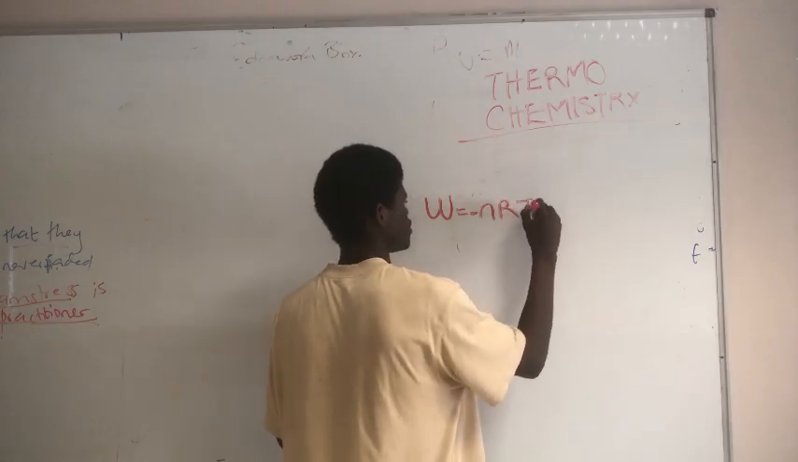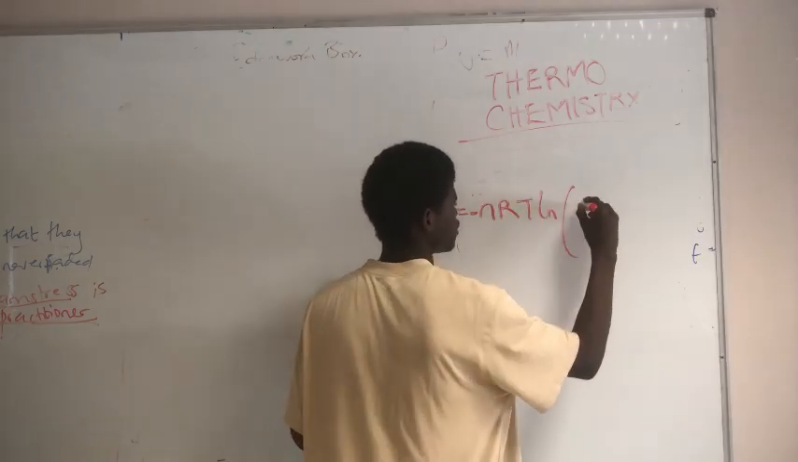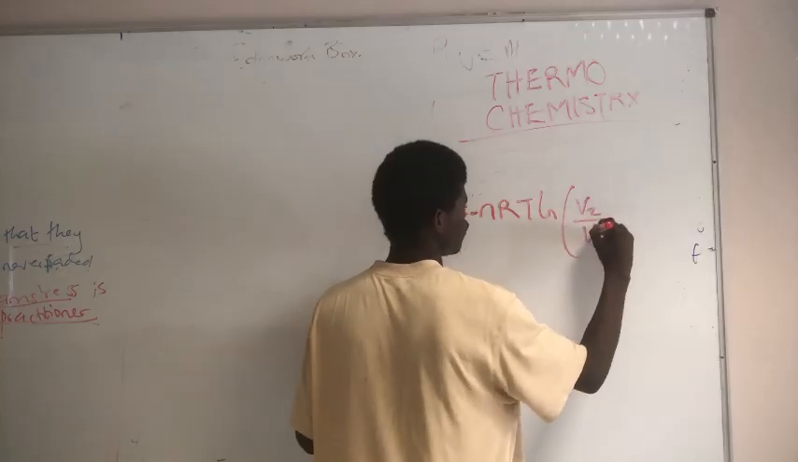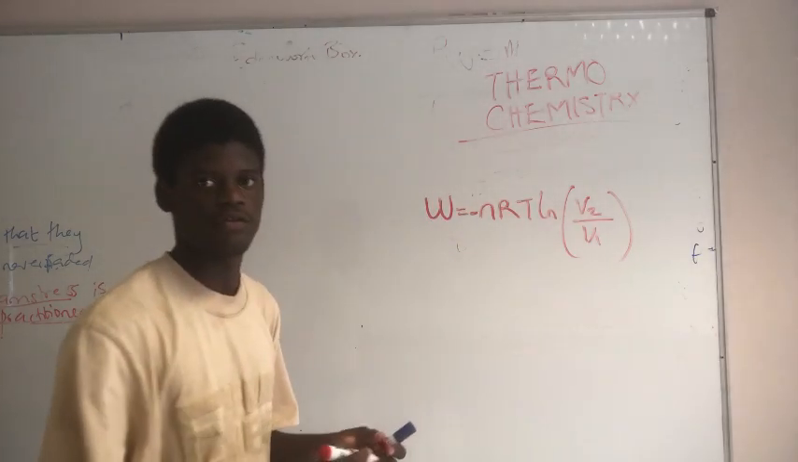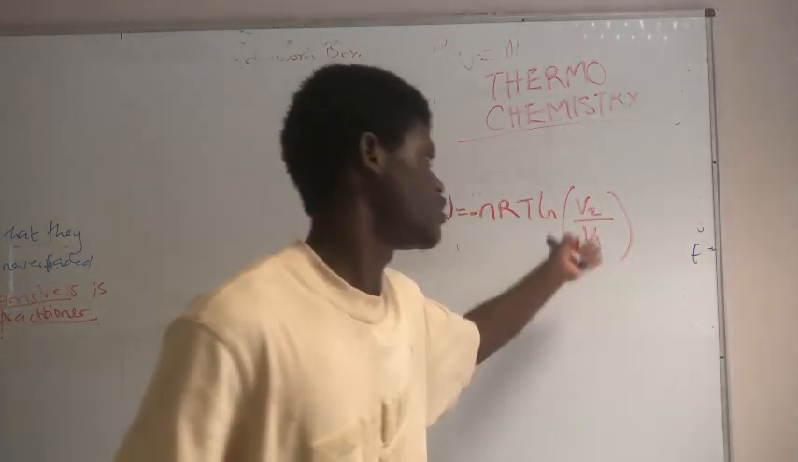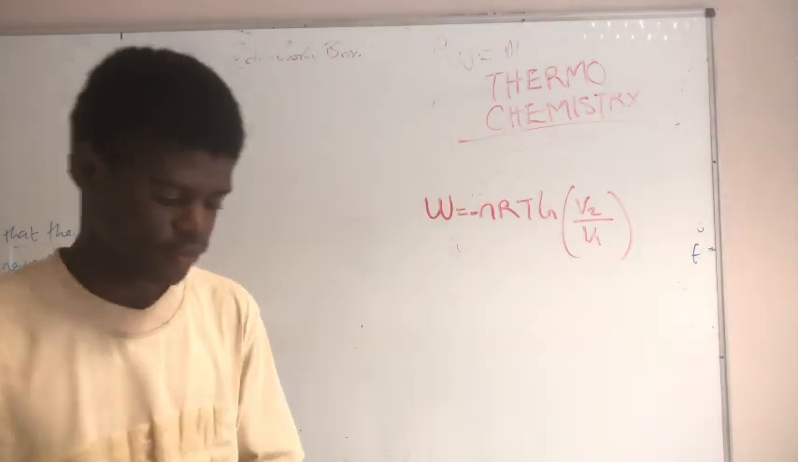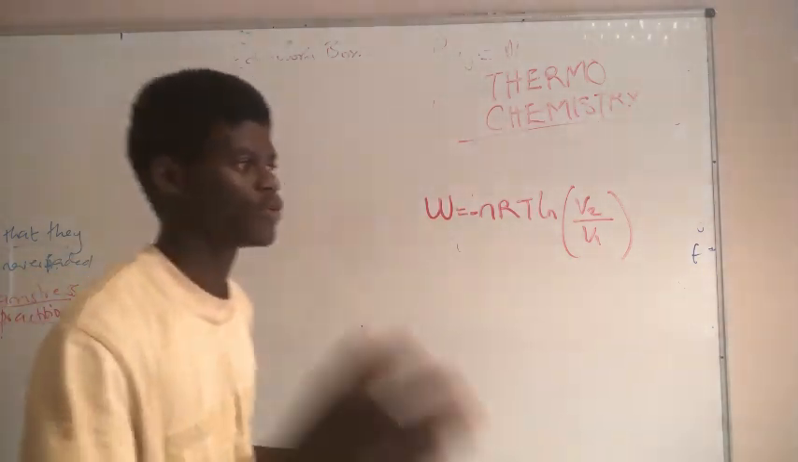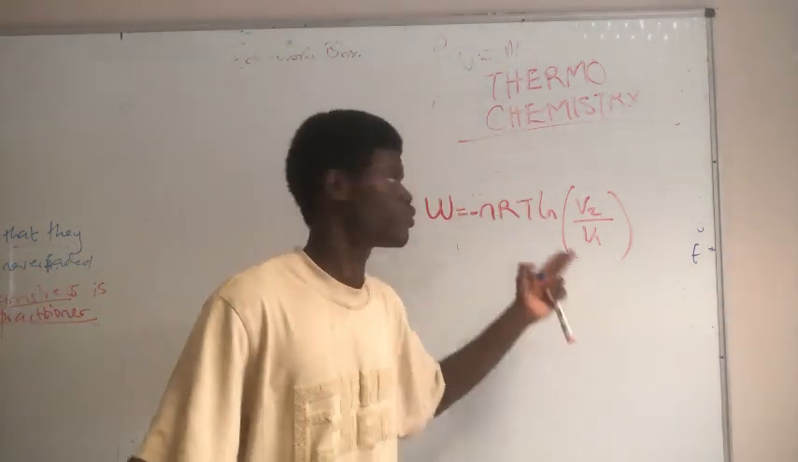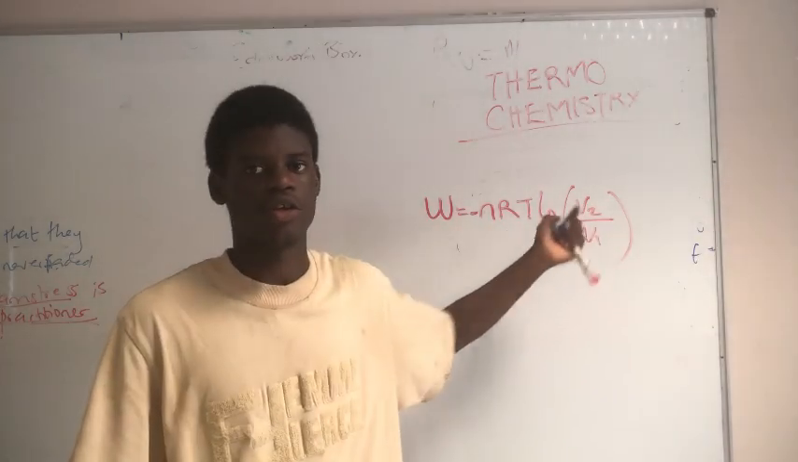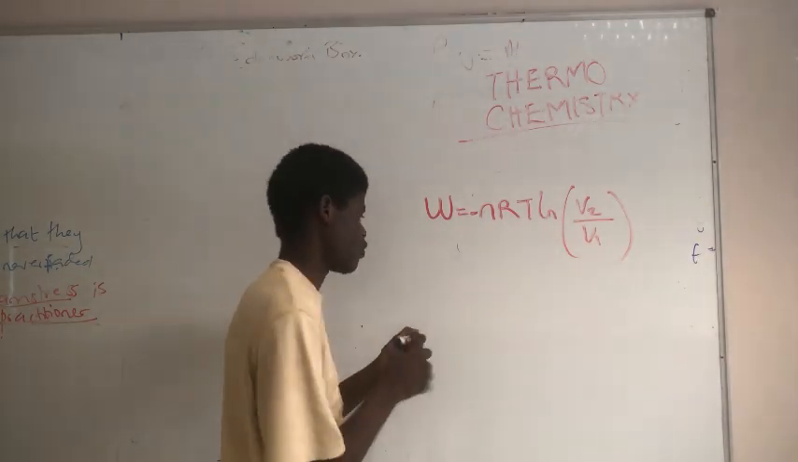minus nRT ln V2 over V1. So this is the formula. You can also put it in log, but you can just use ln since you're using your calculator. Ln is natural log.